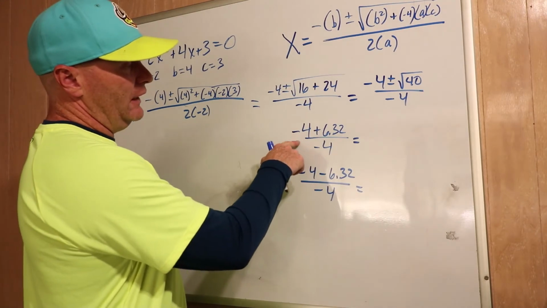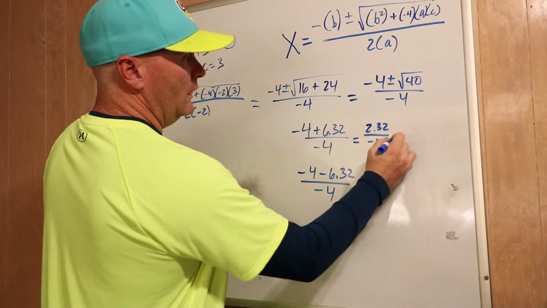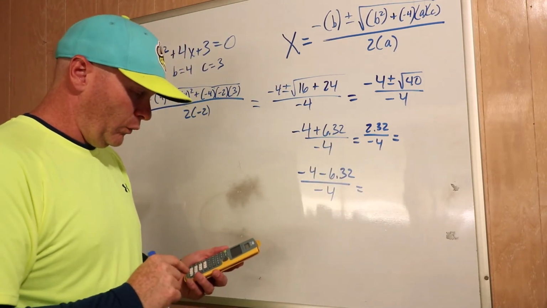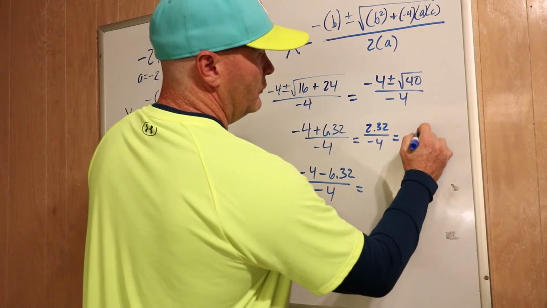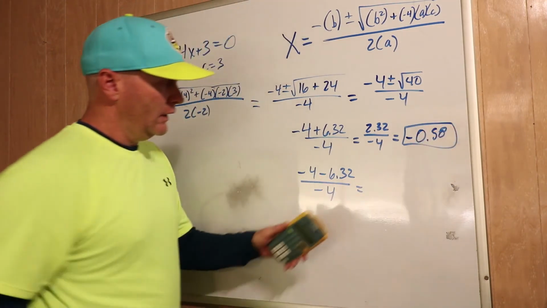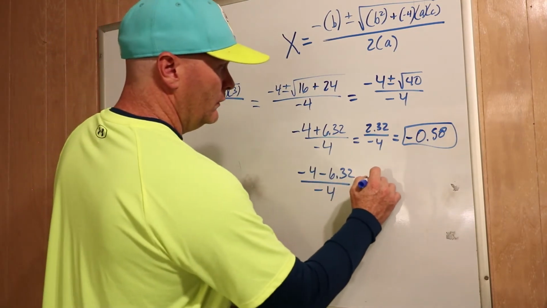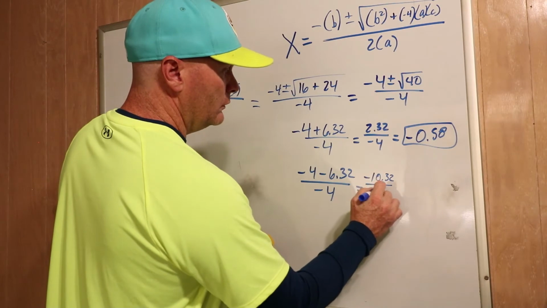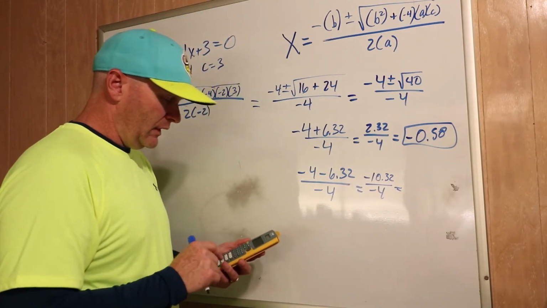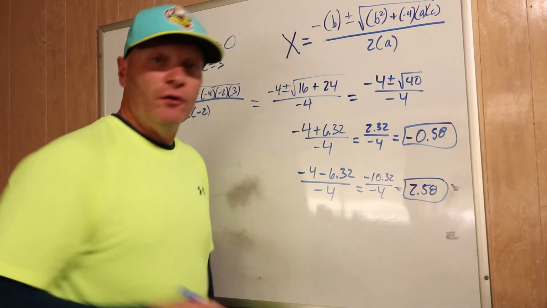Let's see. Negative 4 plus 6.32 is 2.32, and then I'm just going to type that in the calculator. 2.32 divided by negative 4 is negative 0.58. Okay, and then, see, negative 4 minus 6.32 would be negative 10.32, divided by negative 4. And that's going to be 2.58. Okay, so those are our two answers.